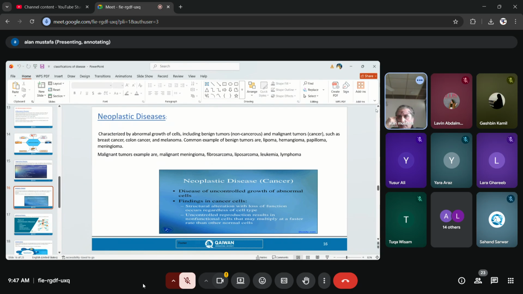So we have some diseases that are neoplastic, that are cancer or tumors. Here, it is important for you to distinguish between benign tumors and malignant tumors, cancerous or non-cancerous. What is the main difference between benign and malignant?